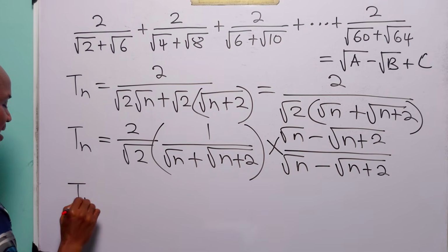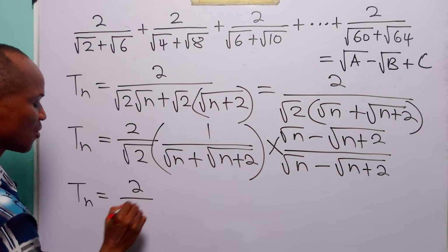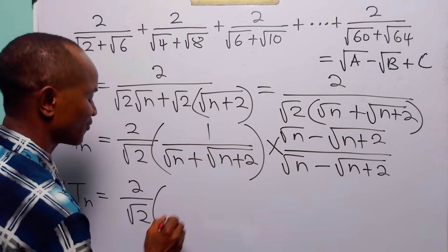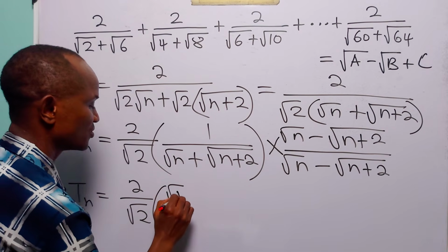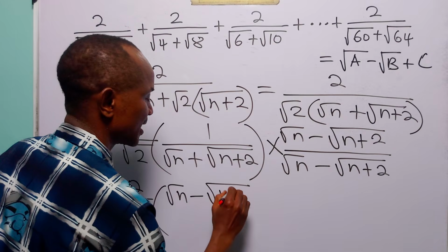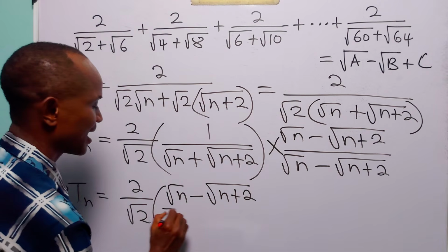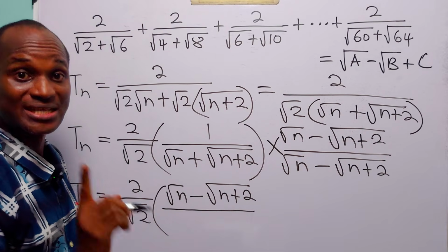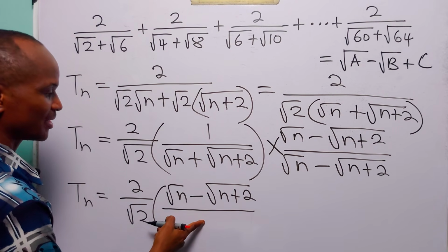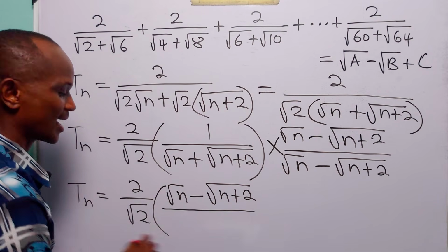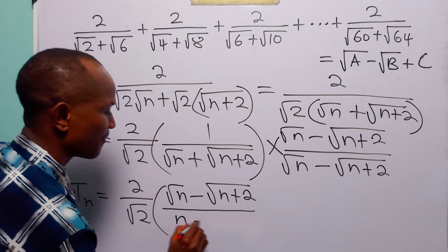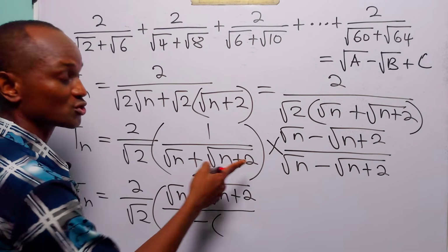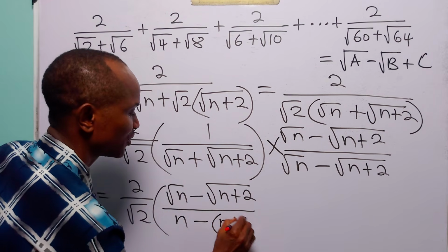Now we have that Tn is equal to 2 over root 2 times 1 times this, of course, is going to give us root n minus root n plus 2. And remember that when you multiply conjugates, you get the difference of two squares. So in the denominator, we are going to have root n squared, which is equal to n, minus root n plus 2 squared, which is n plus 2.